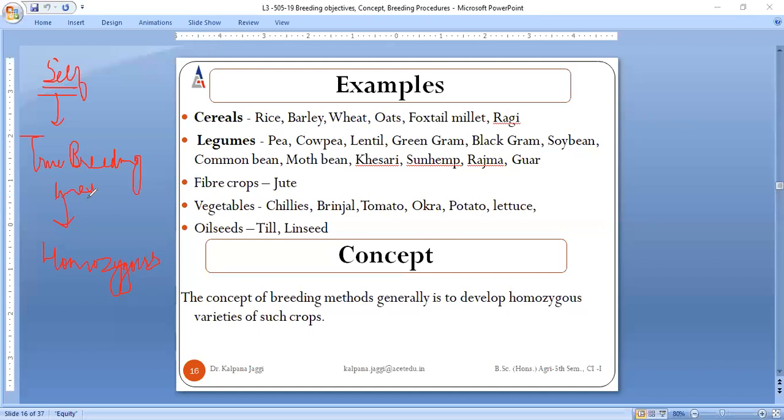So why do we need to go for breeding of a self-fertilizing species, or why do we need to breed autogamous species? The reason is very easy and simple. We need to go for breeding self-fertilizing species because it is going to develop homozygous varieties of such crops. That means if we want the variety to be similar in terms of all the characteristics, similar to the parent, we look after the breeding of self-fertilizing species. This is the concept of why we need to breed self-fertilizing species: we are looking after the development of homozygous varieties. So with this, I complete breeding of self-fertilizing species and also the concept of breeding self-fertilizing species.